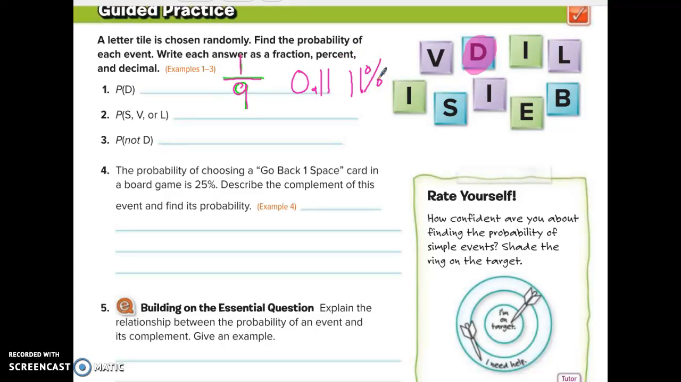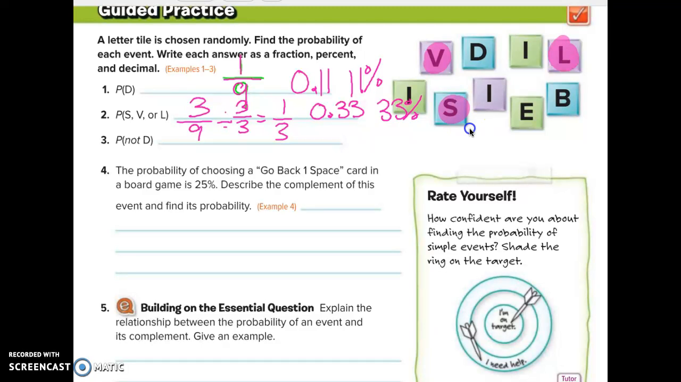Number 2, we have the probability of selecting S, V, or L. So you can see right there we have 3 out of 9 tiles. That can be reduced by 3 on top and bottom. We get 1/3 as our answer, which is 0.33 as a decimal and 33%.